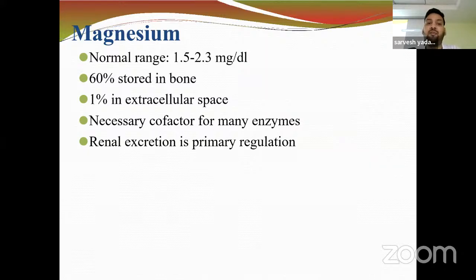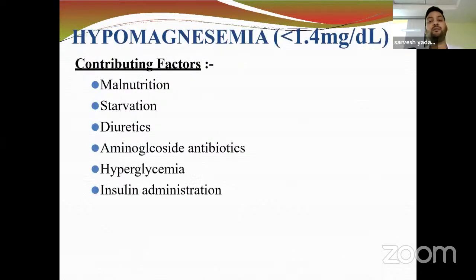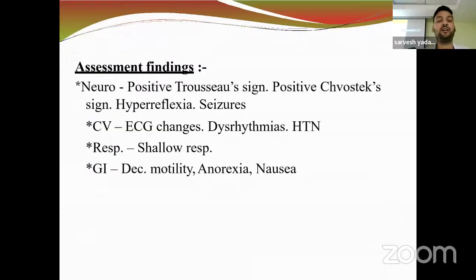Magnesium normal is 1.5 to 2.3 milligram per deciliter. 60% is stored in bone, 1% in extracellular space, and it is a necessary cofactor for many coenzymes. Renal excretion is the primary regulation. Hypomagnesemia is when serum magnesium is less than 1.4 milligram per deciliter. Contributing factors are malnutrition, starvation, diuretics, aminoglycoside antibiotics, hyperglycemia, and insulin administration.